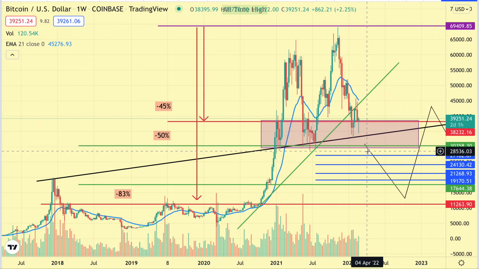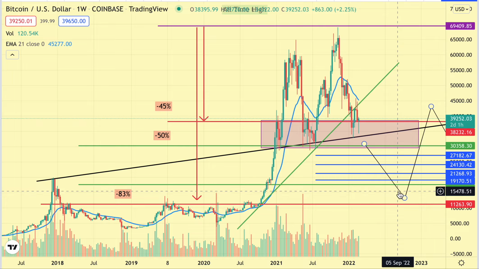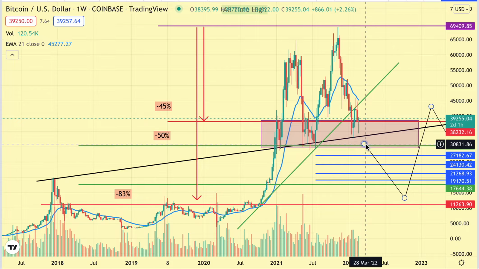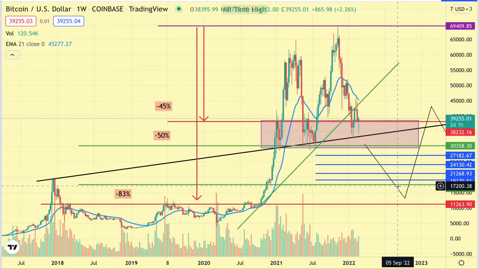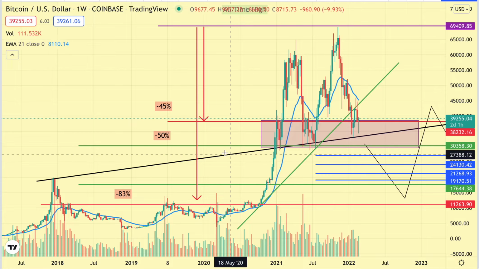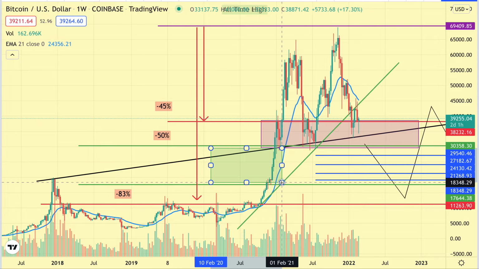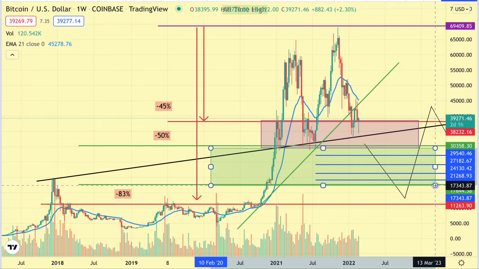So this is how I'm using dollar cost average strategy with multiple entries, starting from 30k, going all the way to 20k. So my buying range would be for a retail new investor.